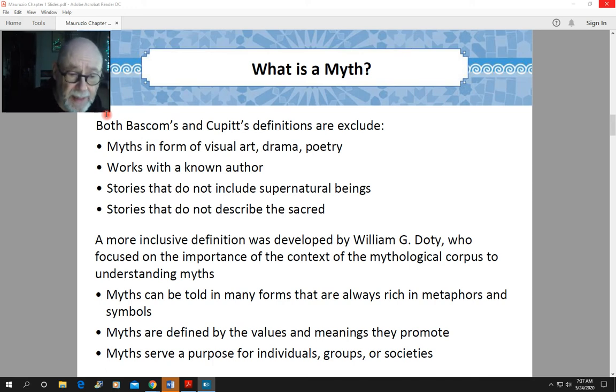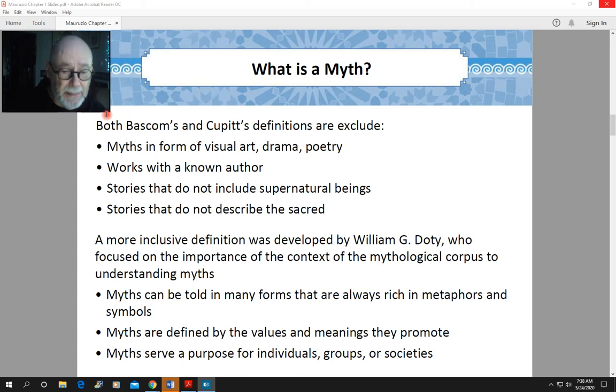Myths can be told in many forms that are always rich in metaphors and symbols. For Doty, the key thing is that myth is metaphoric in some way. Think of a science book, which is trying to define terms and define processes. Those are not metaphoric. But metaphors, such as you find in poetry, that, of course, is what myths are all about, because they're sort of dreamy, and symbols as well.